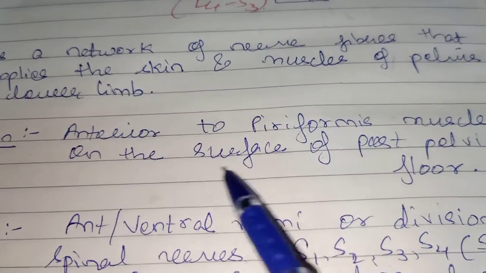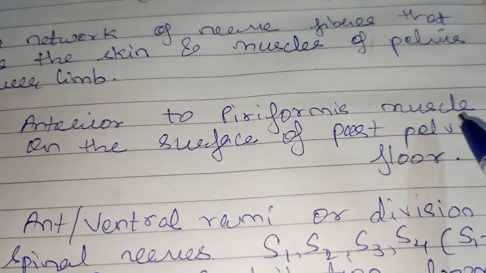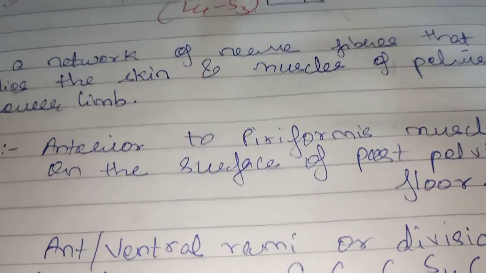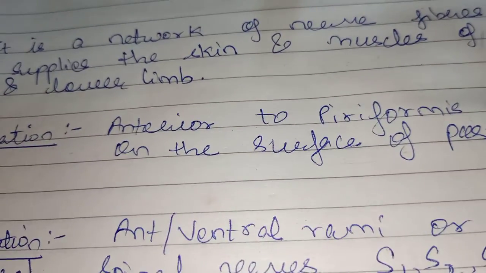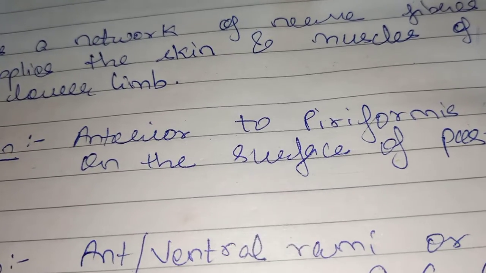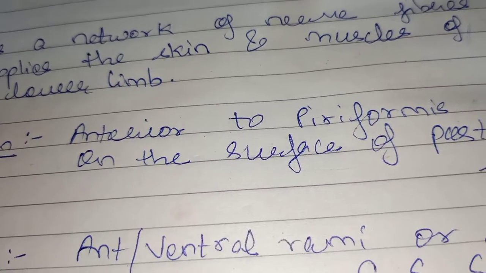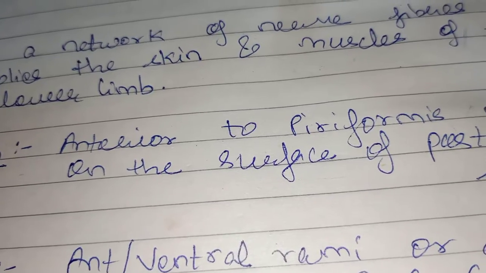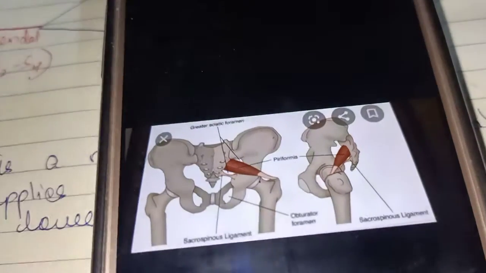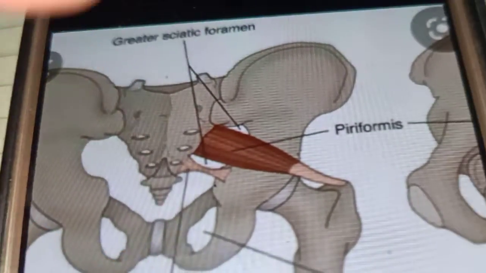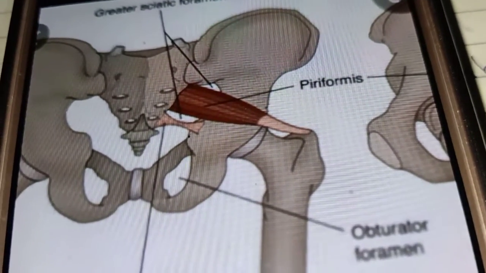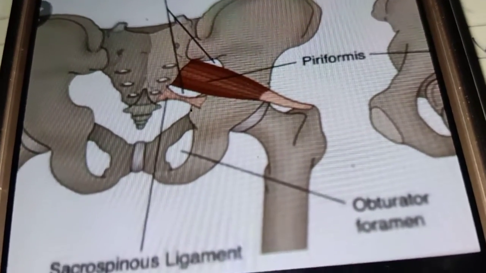Where is this plexus formed? Anterior to piriformis muscle, on the surface of the posterior pelvic floor. So the location of the plexus is anterior to piriformis muscle. Now you all know where piriformis is situated. If you see, this is the piriformis. This is the posterior view.